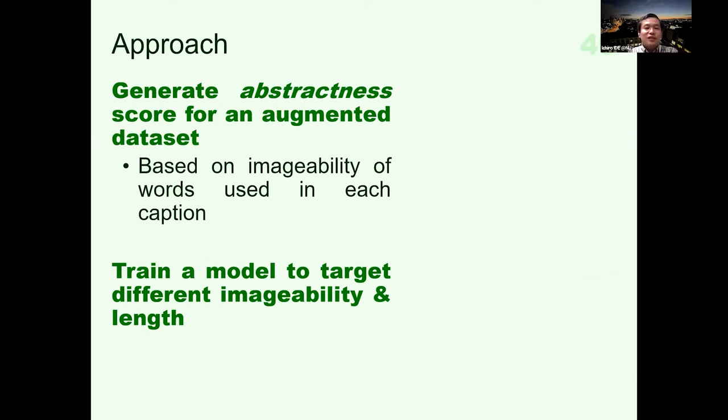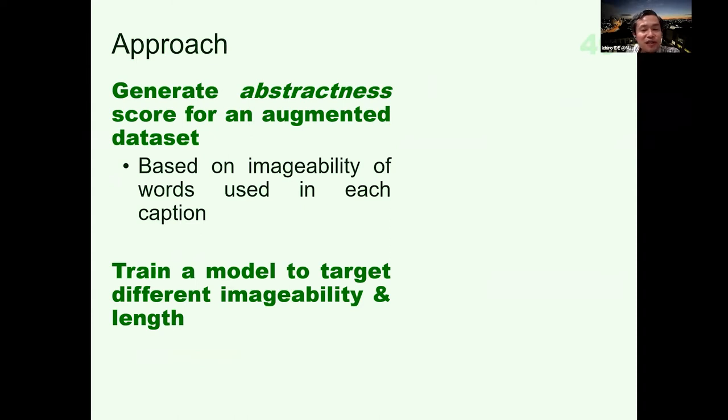So the approach, first, we need to have training data, right? But unfortunately, there is no data set that has different abstractness scores for text.